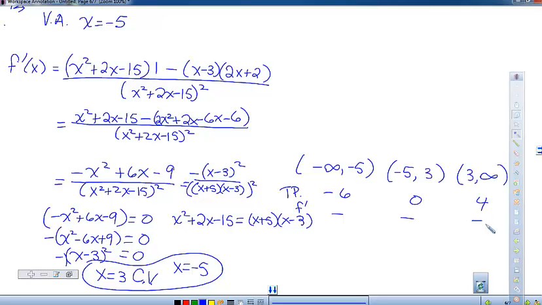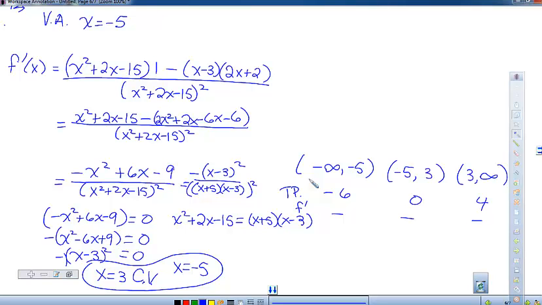Is that what you see? Very good. So it looks like it's negative. We have negative slope from minus infinity to -5, and also from -5 to 3, and then 3 to infinity. We can go on and find our y values to go with these.